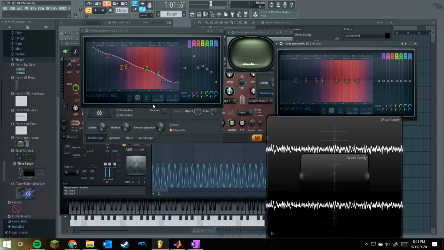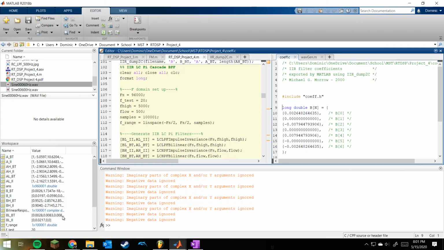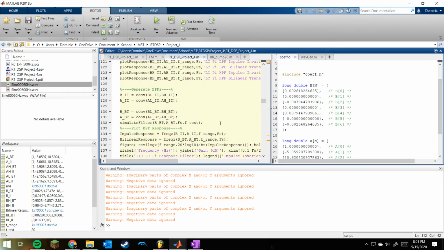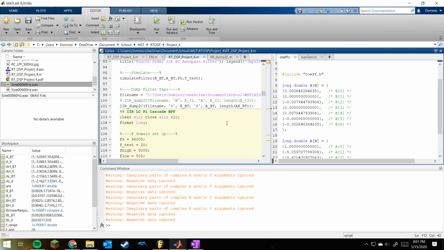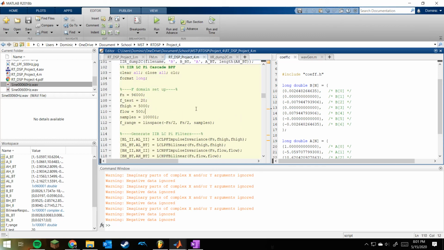Okie doke. That pretty much covers all the stuff for the LC filters. And that was the last section of the project. So, I want to mention one last thing about the whole rounding issue. This is something that future generations of RTDSP students might want to keep in mind.